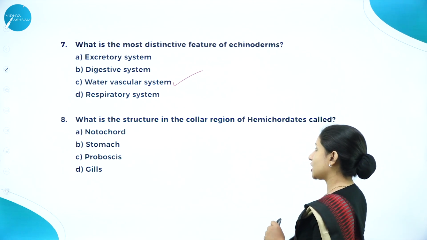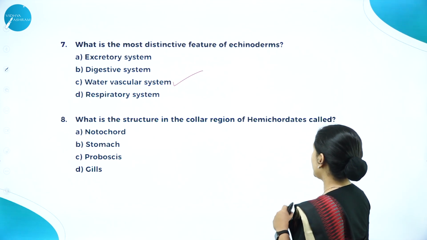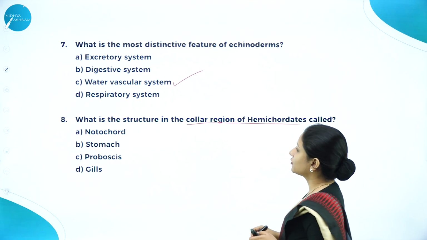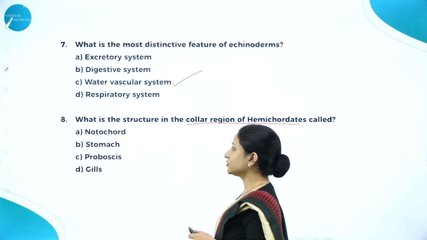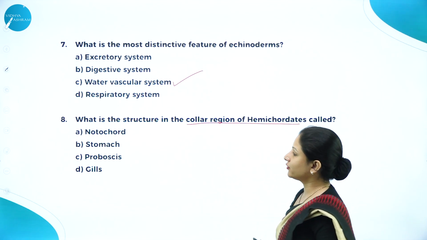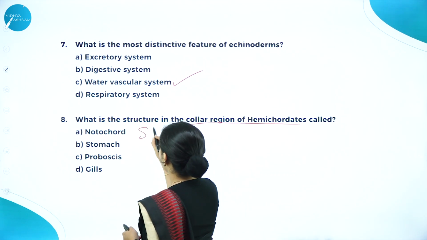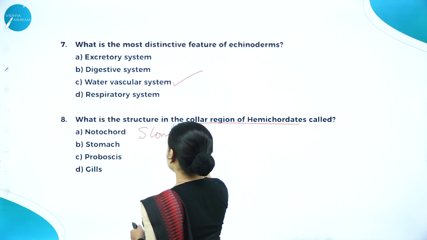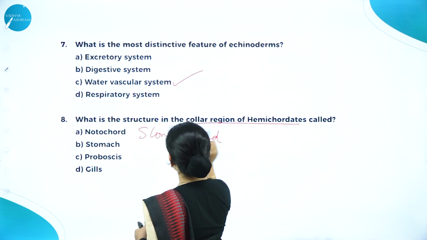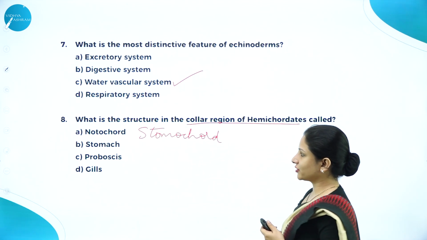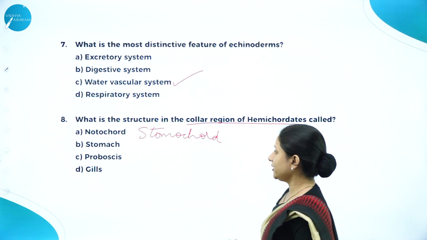Next, what is the structure in the collar region of hemichordates called? Is it notochord, stomach, proboscis, or gills? They don't have a notochord. Instead they have a stomochord. Notochords are usually absent in hemichordates. So it is usually stomochord.